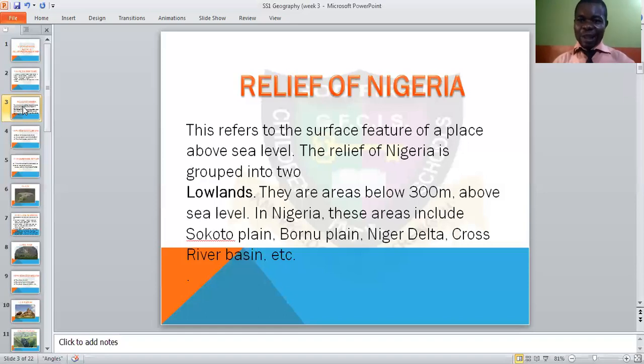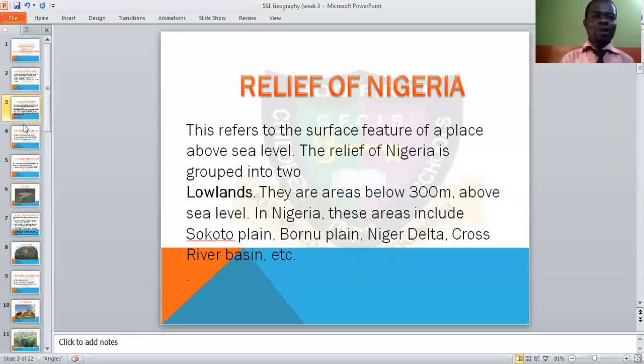Topography means ruggedness or levelness or smoothness of a place. It is different from how high or low a place is. That one is the relief. We have areas in Nigeria like Sokoto Plain, Borno Plain, Niger Delta. Niger Delta is in South-South, Cross River, South-South, and so many others in Nigeria, where we have these lowlands.